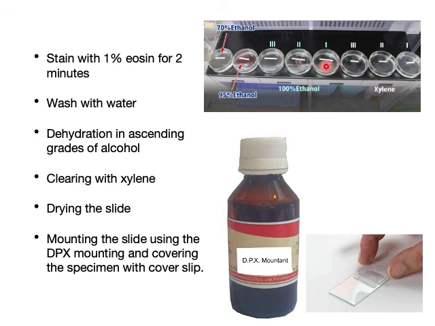Okay, then put in the xylene. So 3 changes of xylene are needed. Clear the alcohol with the help of xylene. To remove the alcohol, use the xylene, and then dry the slide. Then put a drop of the DPX solution, that is DPX mountant, on the tissue, and then cover the specimen with a cover slip.